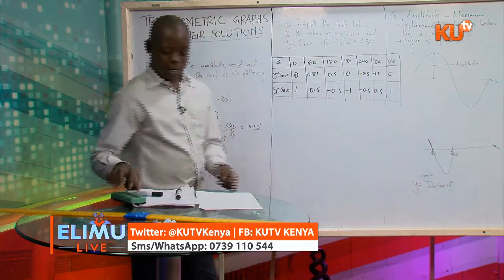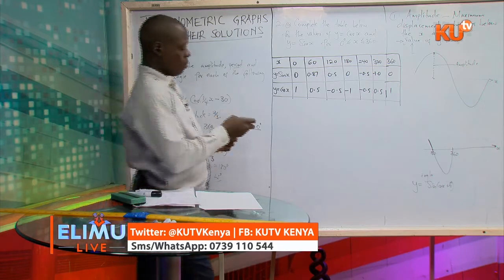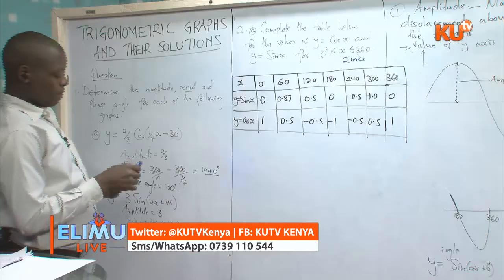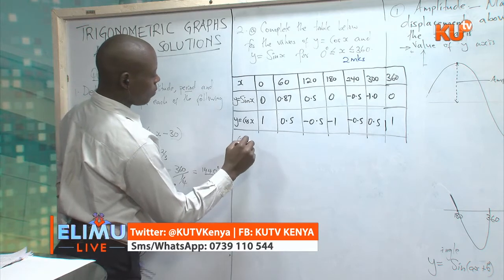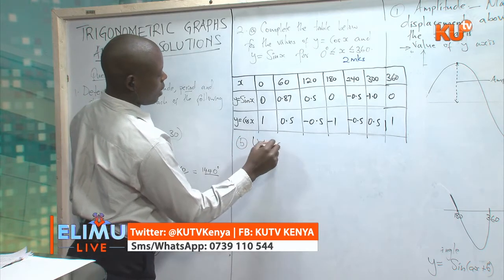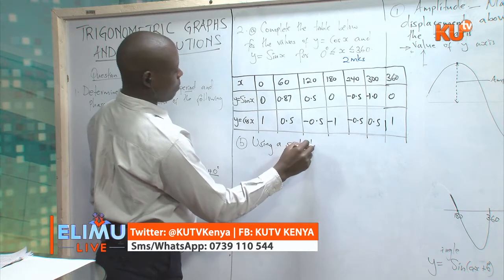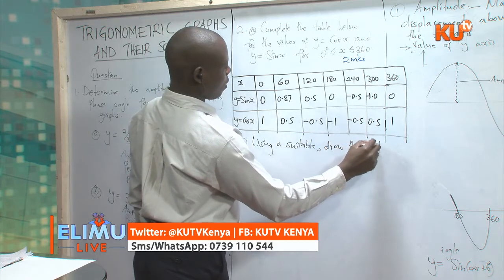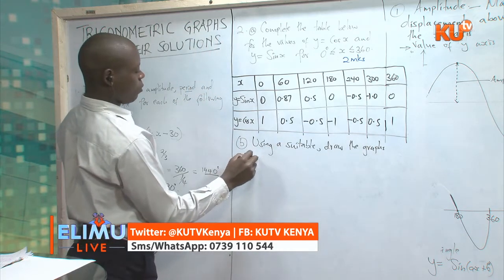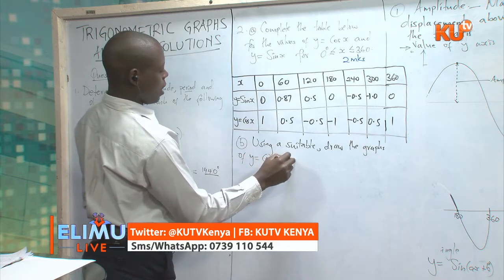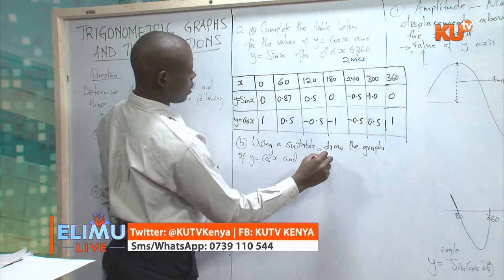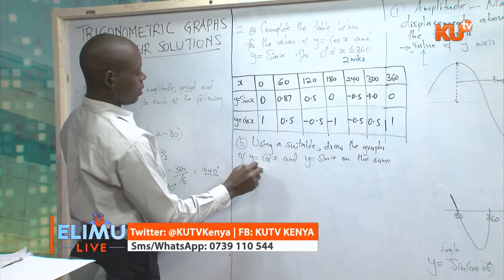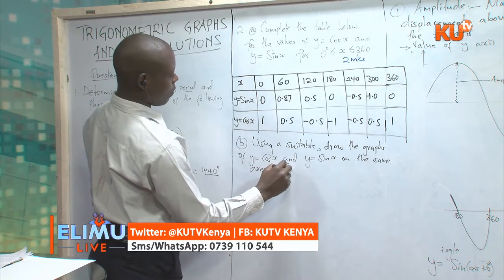Usually the question on filling the table will take 2 marks. That will be 2 marks. Part B, you'll be required now, using a suitable scale, to draw the graphs of y is equals to cos x and y is equals to sine x on the same axis. And that will give you 4 marks.